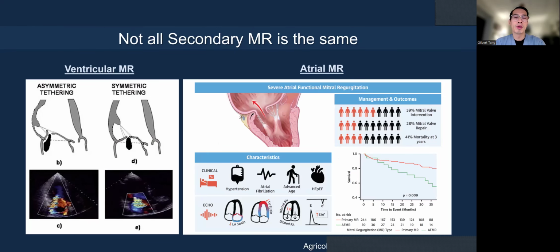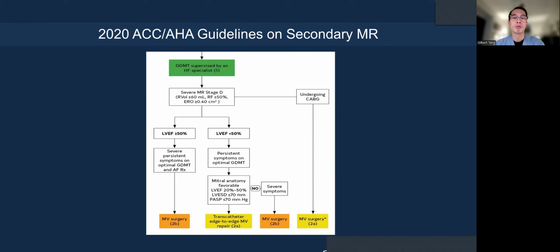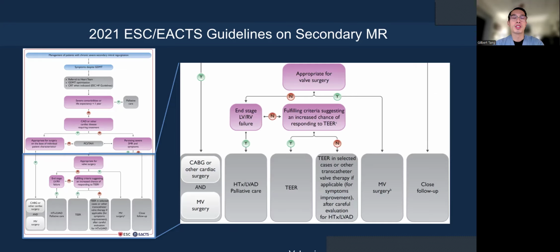Now, not all secondary MR is the same. You can see here ventricular SMR, but versus also atrial SMR, which has a poor prognosis if untreated. And you can see that here in the AHA/ACC guidelines, for secondary MR, transcatheter edge repair would be reasonable in patients with suitable anatomy. And this is also highlighted in the European guidelines as well.